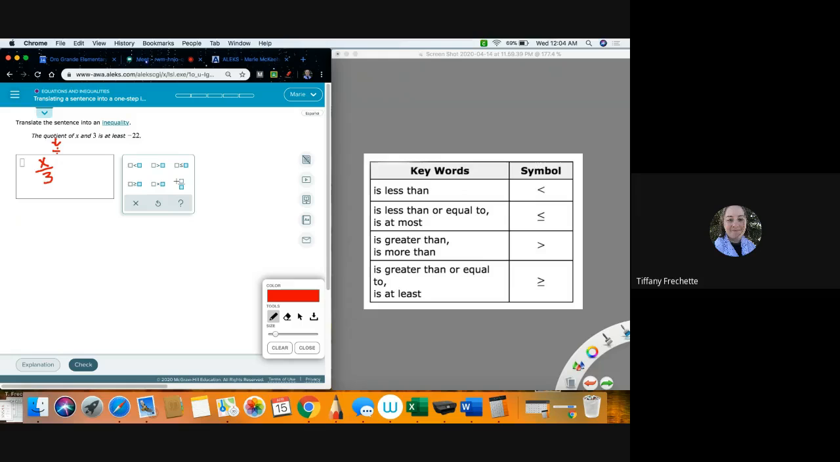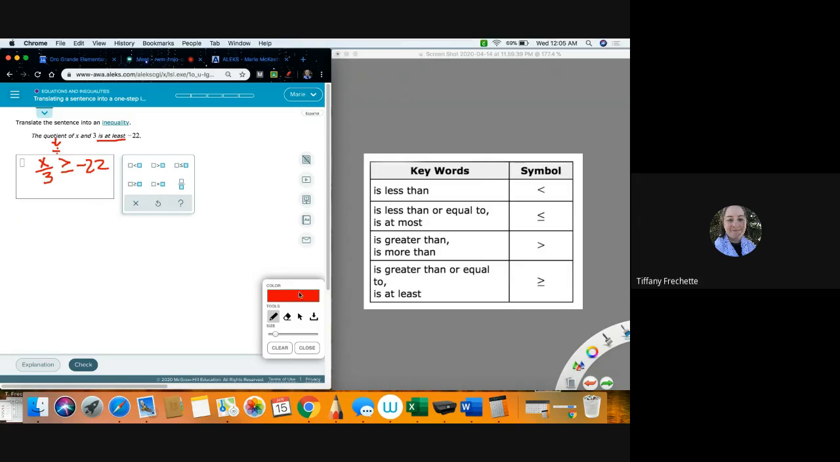I can also use the divided by symbol if they give it to me. They don't. They give me a fraction here. So I know I have to use a fraction. And then is at most, sorry, is at least. So is at least, we want to come down here and we want to use greater than or equal to. And then they say negative 22.